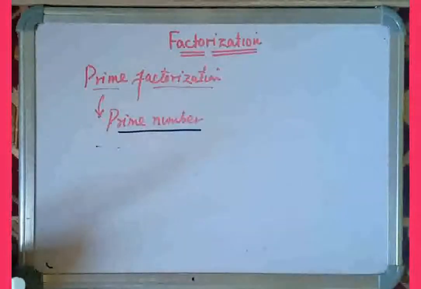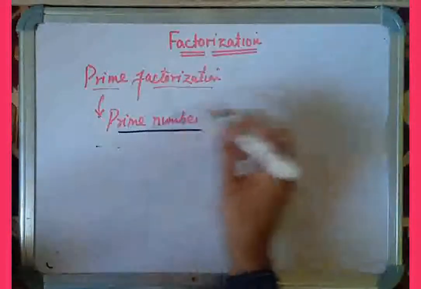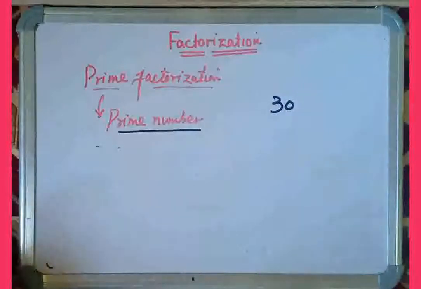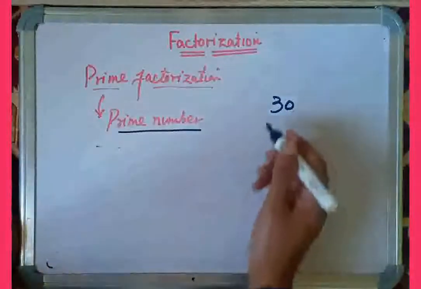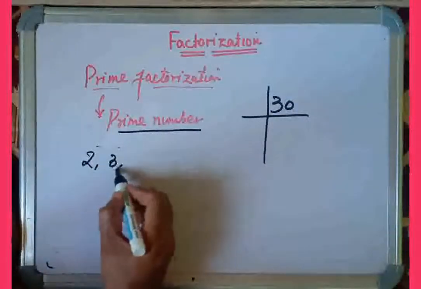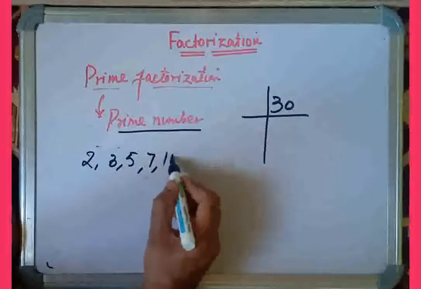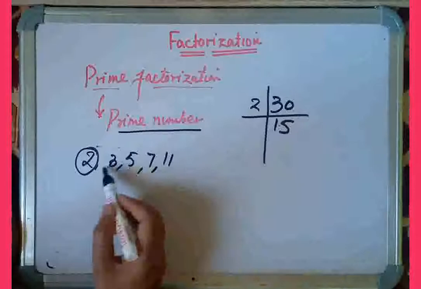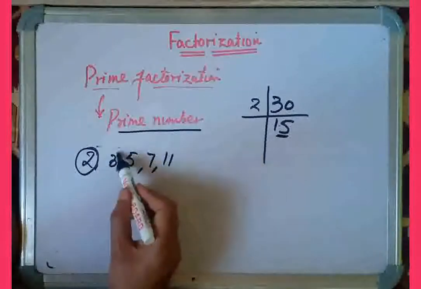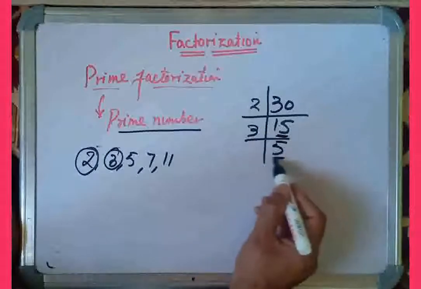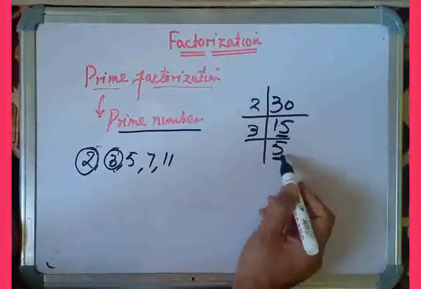Now let's try to find out the prime factors of 30. A minute ago I obtained all the possible factors of this 30. Now let's find its prime factors. You know that 2 is a prime number, then 3, 5, 7, 11. Let's divide 30 by 2, 2 fifteens are 30. Then 15 cannot be divided by 2, so let's take another prime number, 3. 3 fives are 15, and 5 is a prime number, so we have to stop here, right?